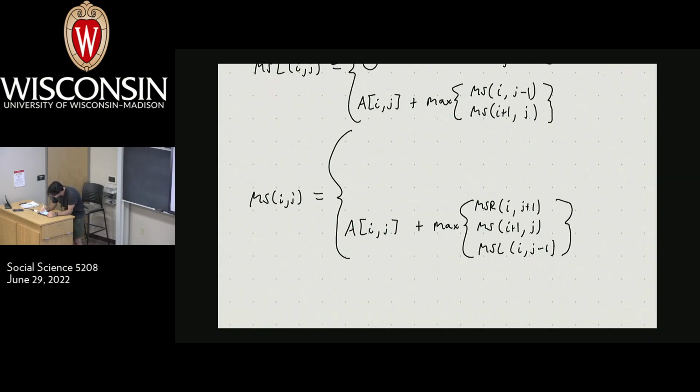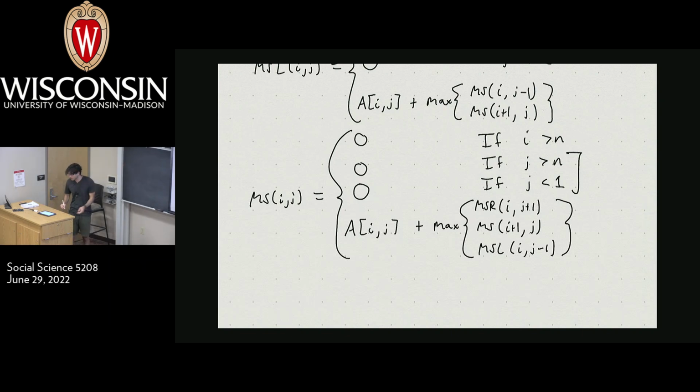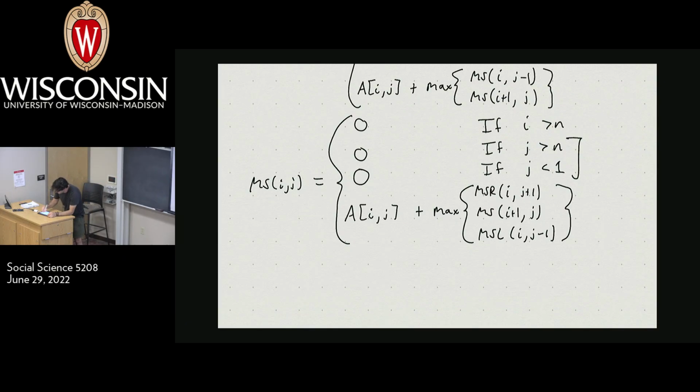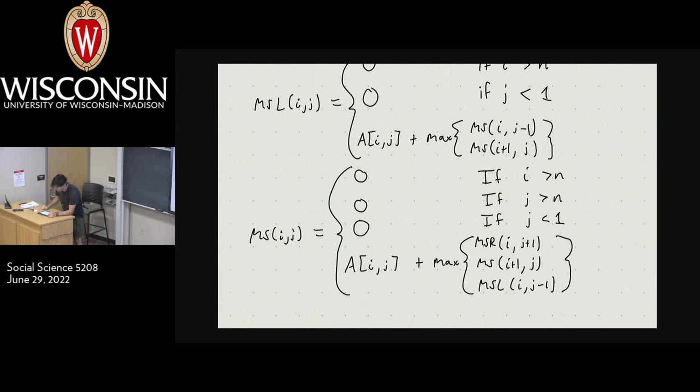And then our base cases are the same. If i is greater than n, if j is greater than n, and if j is less than 1, these are all 0. But really, these two will never actually happen because the role of MS, you could really call it MS down if you wanted to. Its role is just to allow us to go down. It doesn't care about the right and the left because that's the job of the MSR and MSL functions. So this is the entire algorithm.